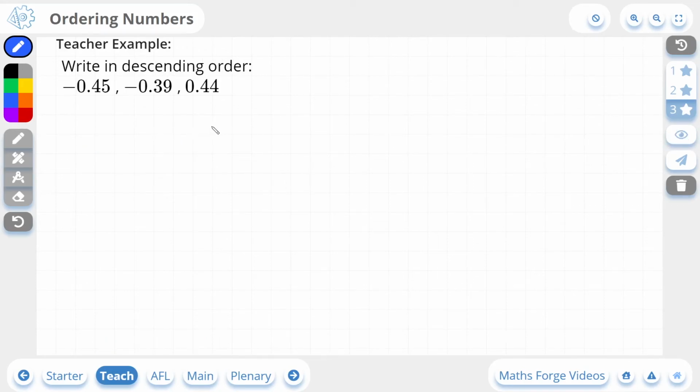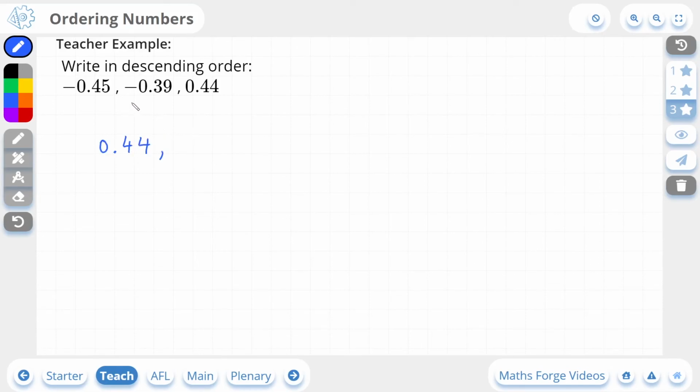And we'll do one more 3-star example, this time with decimal values. So we can see here that in the units column, they are all 0, and 2 of the numbers are negative. So we're writing in descending order. So we want to write the largest number first. So I can see that this 0.44 is a positive number, and therefore this must be the largest out of the three since the other two are negative. So I'm going to go ahead and write that down first, 0.44.